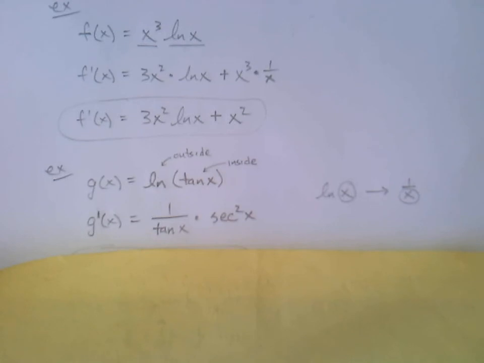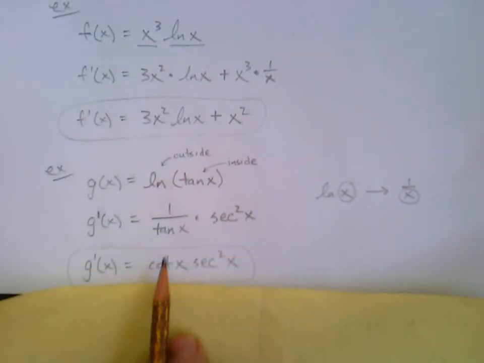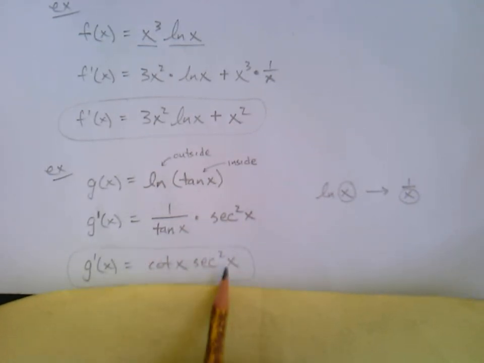There's your chain rule. Now this one you can simplify. 1 over tangent x happens to be cotangent of x. So we might as well just write that. I'm going to keep this the same. There might be some further simplification that could happen. I'm not going to go there. This looks good to me.